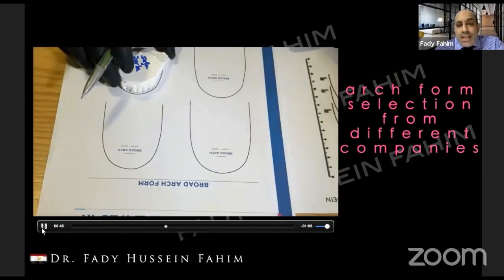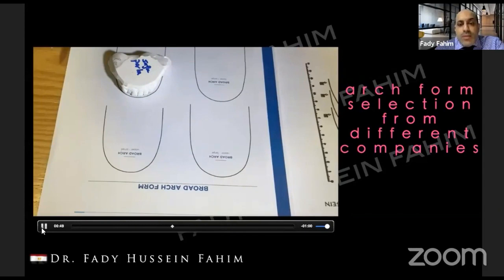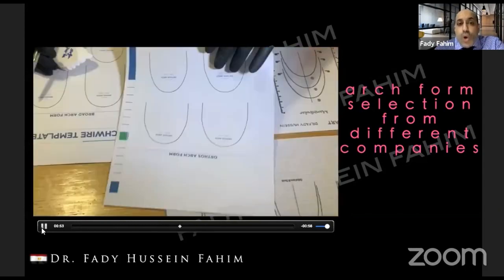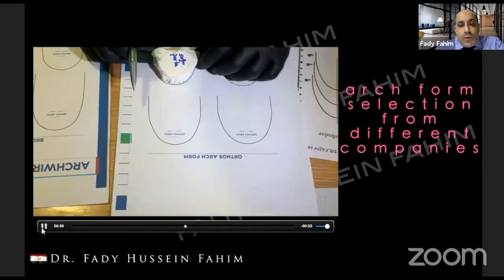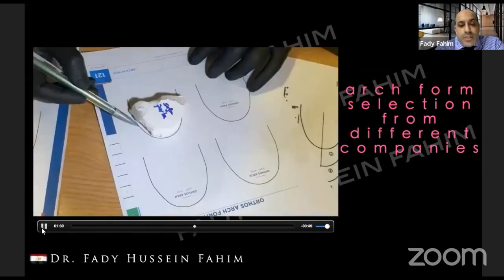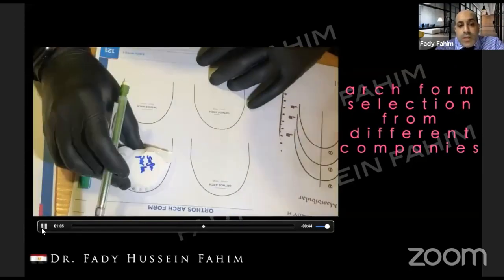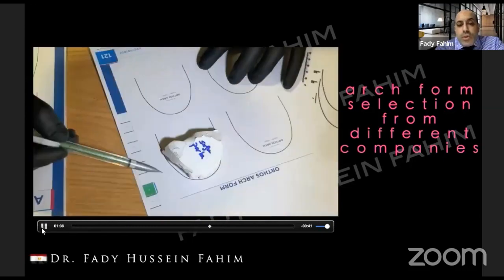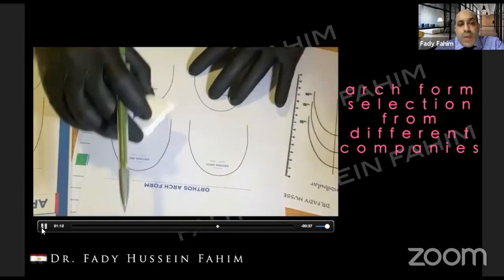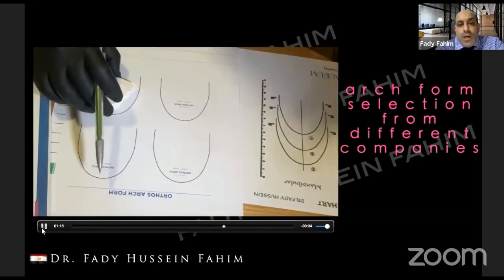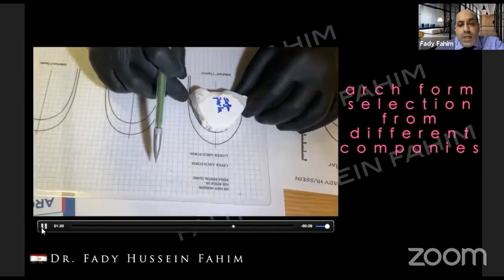Why do you have to select your arch form? Because when using nickel titanium wires during leveling and alignment, you must be near to the patient's arch form. You can see, for example, the Orthos arch forms from Ormco, they are very, very wide. And this is the lower mandible, so that's why I don't like to expand the lower arch form. I want to preserve the lower arch form, to preserve the intercanine width.